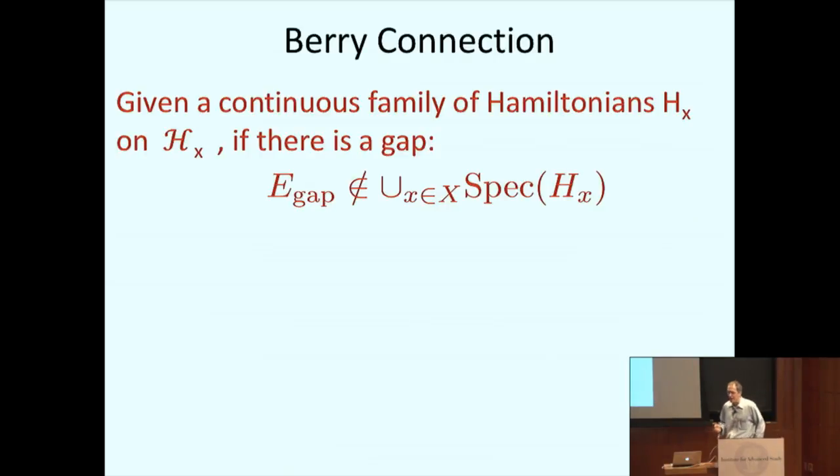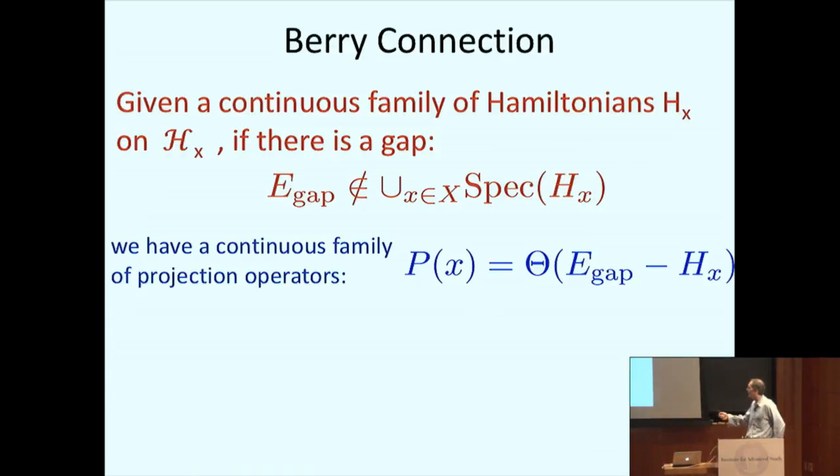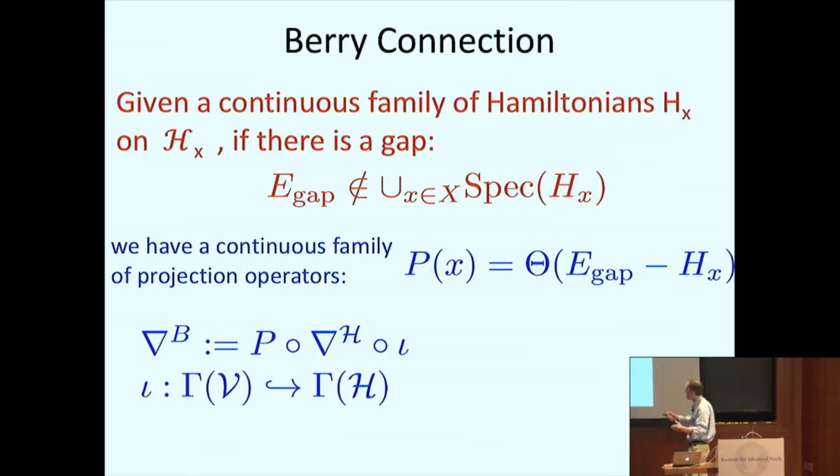Now we're ready for the Berry connection. So supposing we have a continuous family of Hamiltonians, H sub x, on Hilbert spaces, curly H sub x, and suppose there's a gap in the common spectrum of these Hamiltonians. Then we have a continuous family of projection operators. We project onto the linear span of the energy eigenstates with energies below the gap. Then we can form the projected connection, and here's the formula for it.